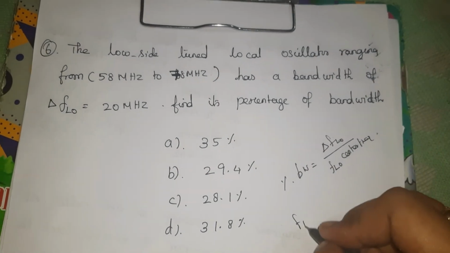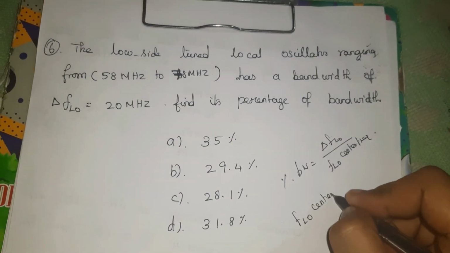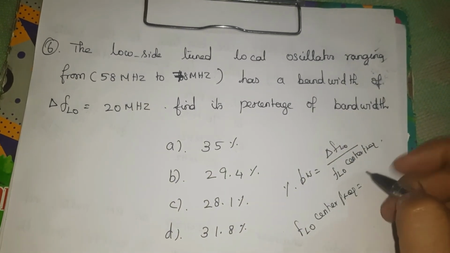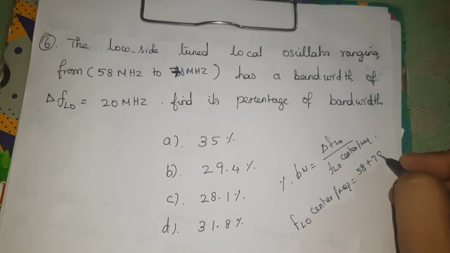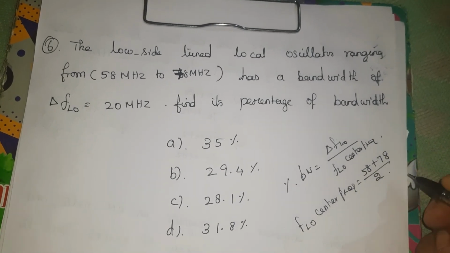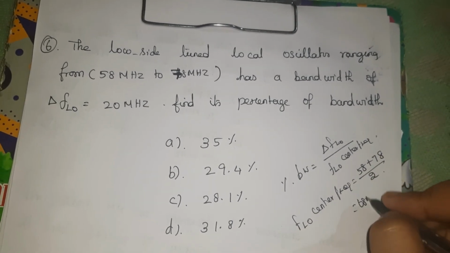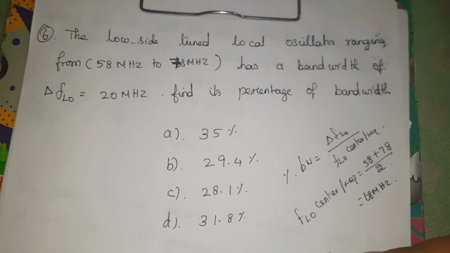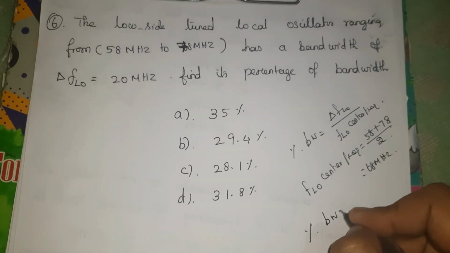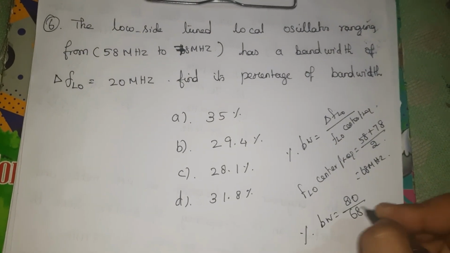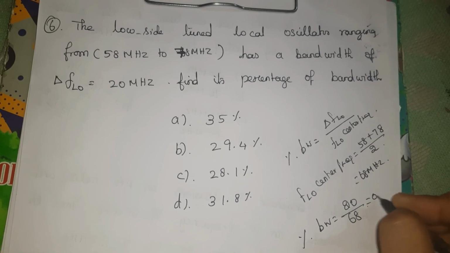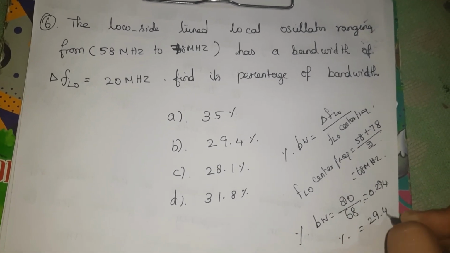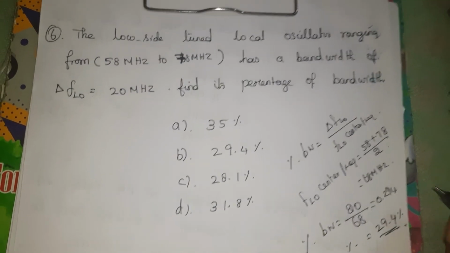So first we have to find the FLO center frequency, that is nothing but from this range 58 to 78. So 58 plus 78 divided by 2, we will get 68 megahertz. And we know that delta FLO is 20 megahertz. So the percentage of bandwidth is equal to 20 divided by 68. So we will get 0.249, and in percentage that is equal to 29.4 percent. So here the answer is B.